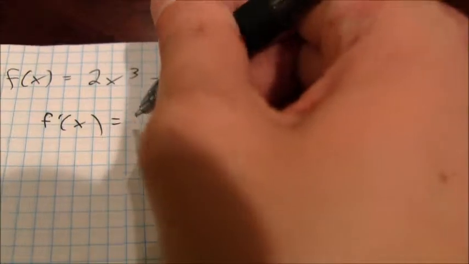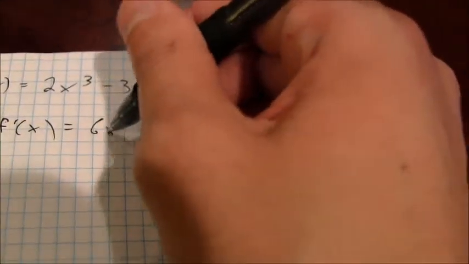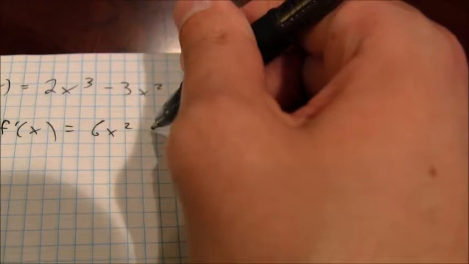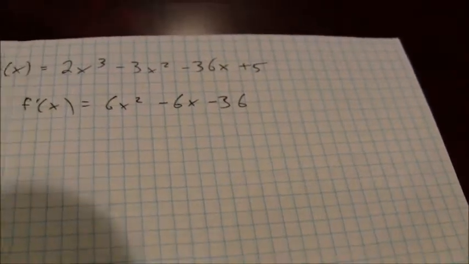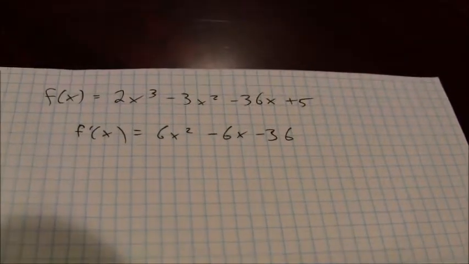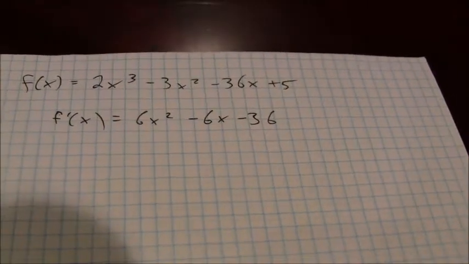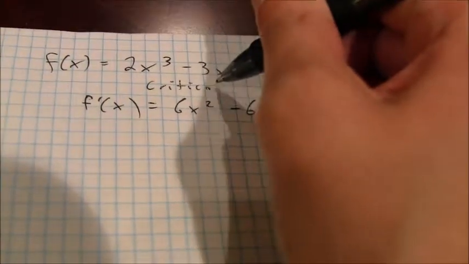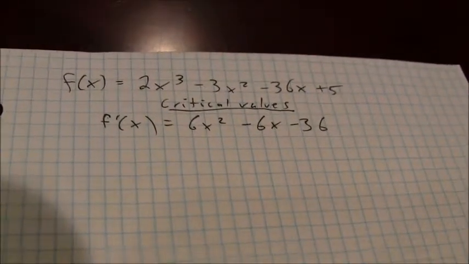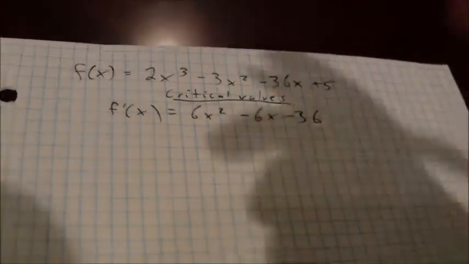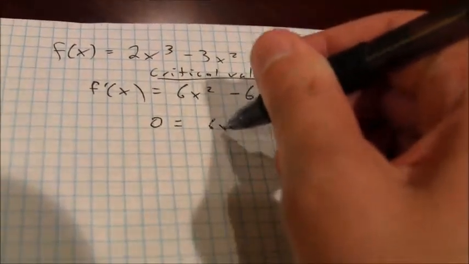I'm going to find f prime here. F prime of x is going to be equal to 6x squared minus 6x minus 36. Now I want to actually set this thing equal to 0, and I'm going to find the critical values. The critical values, of course, are the values of x on the graph where the derivative is either equal to 0 or undefined. So I'm going to set the derivative equal to 0.